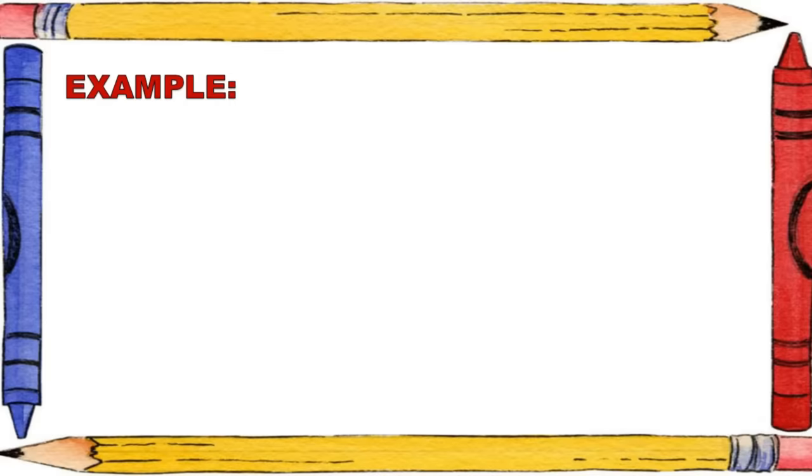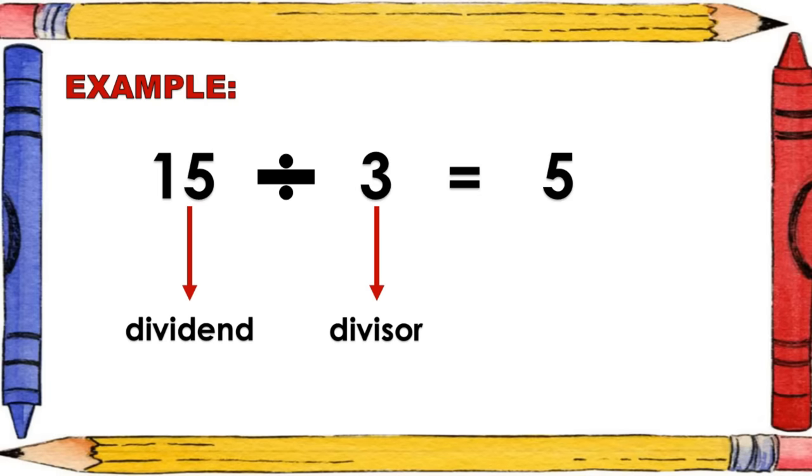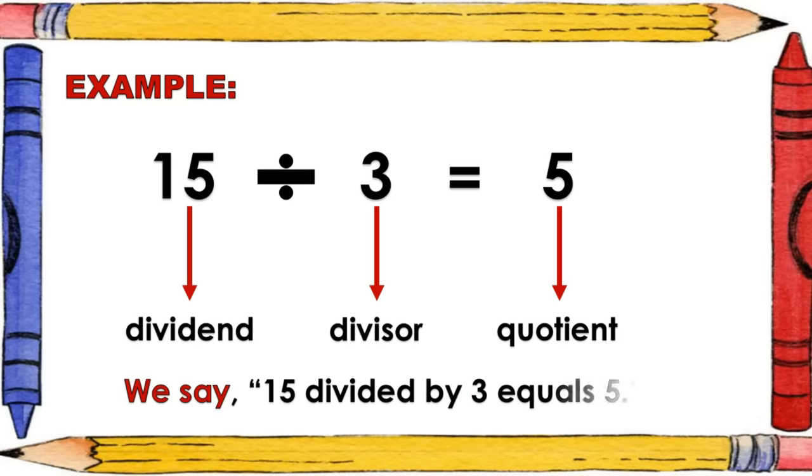Example, 15 divided by 3 equals 5. 15 is dividend. 3 is divisor. And 5 is quotient. We say 15 divided by 3 equals 5. Kids, can you say it too? Very good! 15 divided by 3 equals 5.